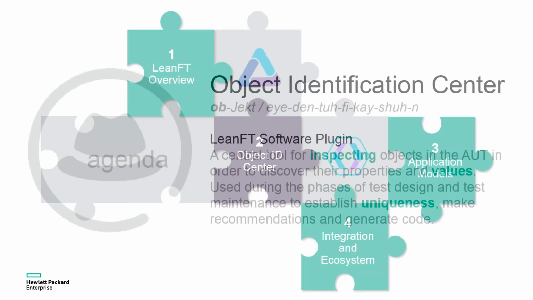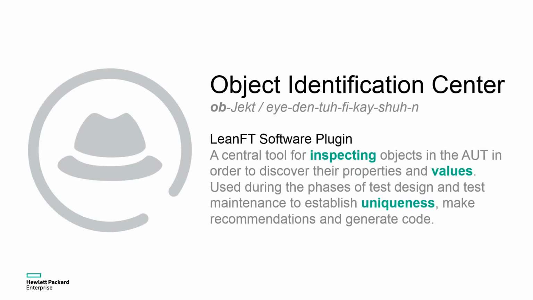So the Object Identification Center is a software plugin which is part of LeanFT. Once you install LeanFT, you'll get an option at the top of your IDE to start using this. The point is that it's there for inspecting those different objects, looking at all the different properties and the values, so that you don't have to know what those things are. You don't have to know the details of what's behind your application, whatever technology you might be using. You can just let this thing do the work for you.